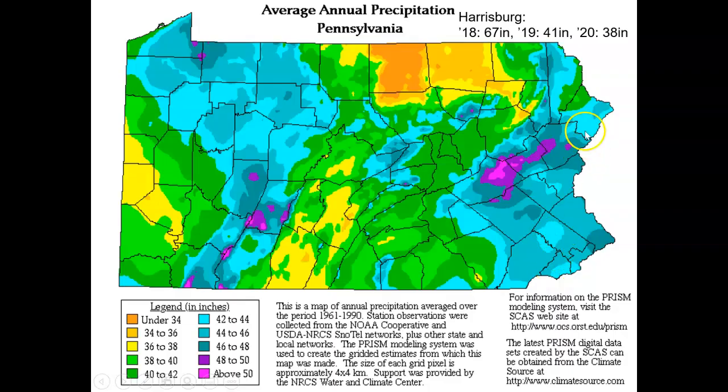Now in 2018, we had a really big year. So we had 67 inches. 2019 was 41, 2020 was 38. We're pretty close to the average. So with everything in hydrology, you have wide variations. So that's the average, but we can get a lot higher than that.